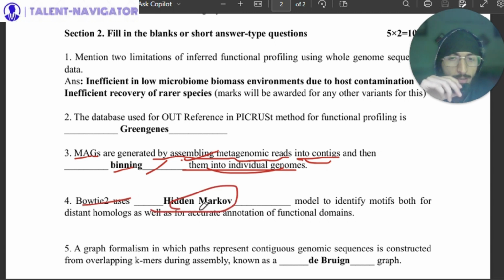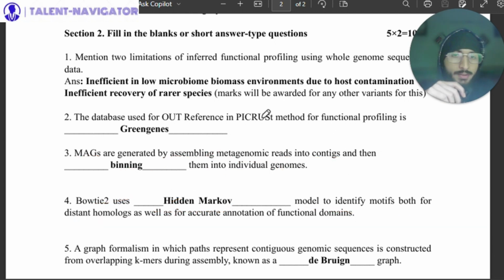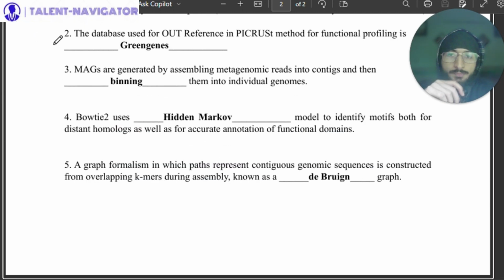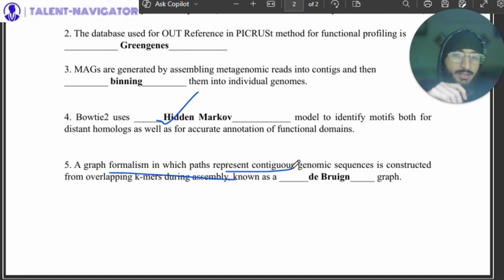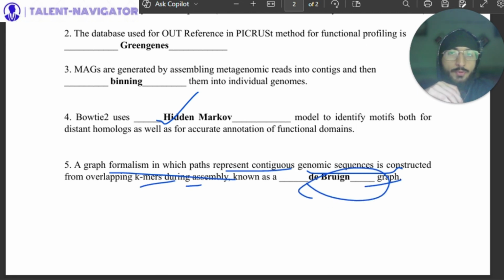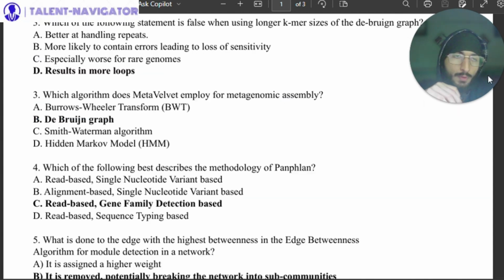Bowtie 2 uses hidden Markov model to identify motifs both for distant homologs as well as for accurate annotation of functional domains. Right. Moving on, a graph formalism in which paths represent contiguous genomic sequences is constructed from overlapping k-mers during assembly, known as De Bruijn graph. So that's it. Moving on to another set.